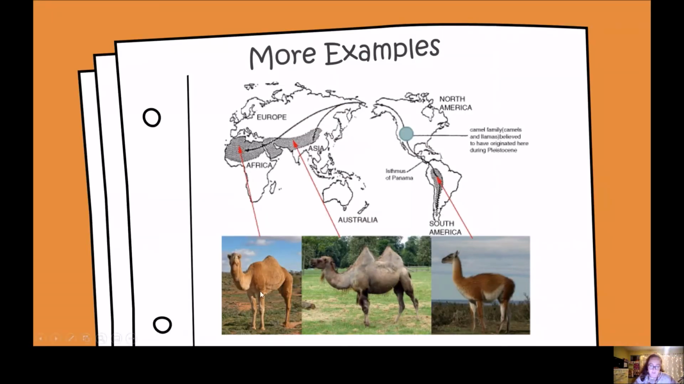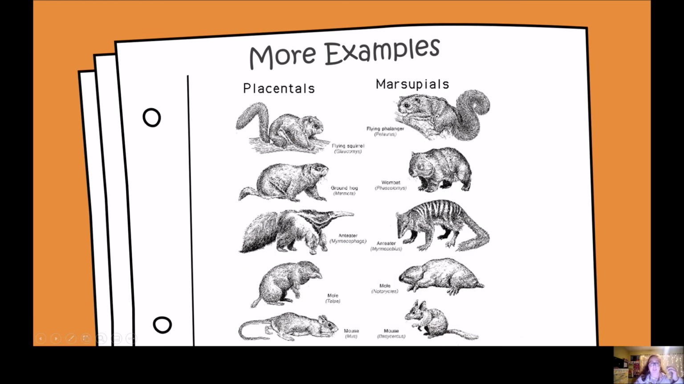Here would be a couple more examples. You've got camels. Camels in South America look a lot different than camels in North Africa, and same thing with camels in Asia. They've got two humps. This one's only got one. Another example: some placental animals evolved into marsupials, just like in a kangaroo, which has a pouch. The marsupial animals have evolved to have a pouch for their babies based on their different environments.